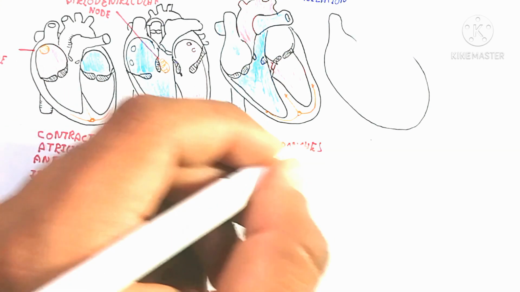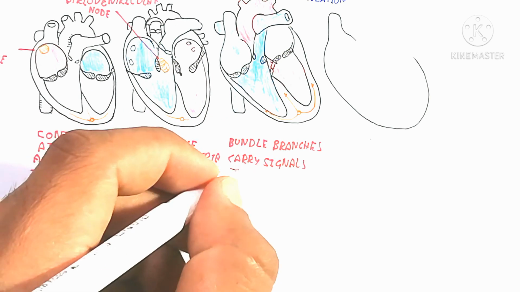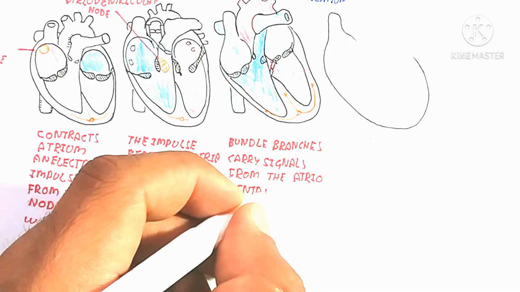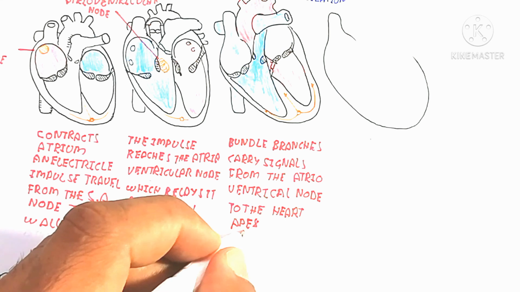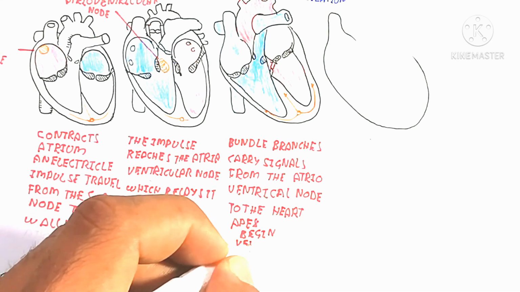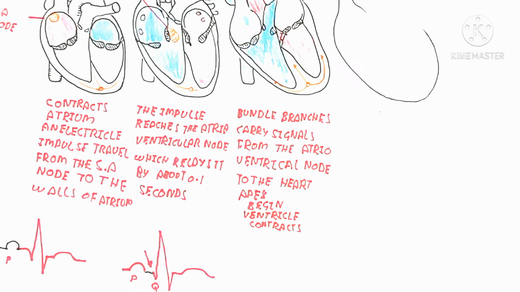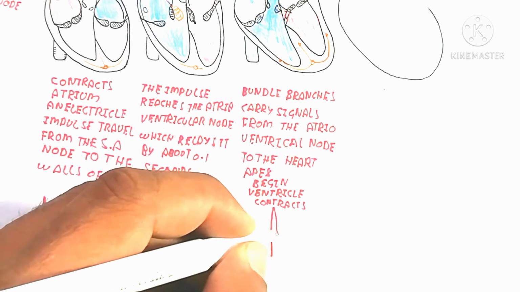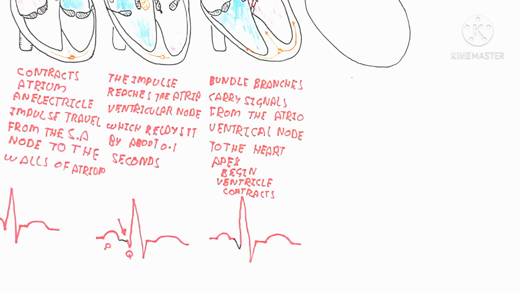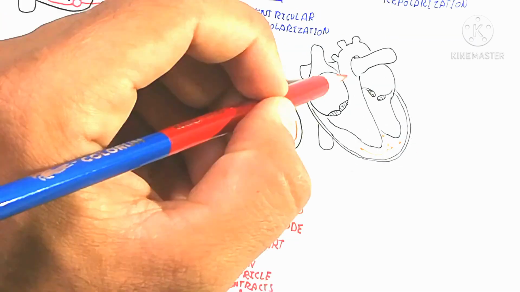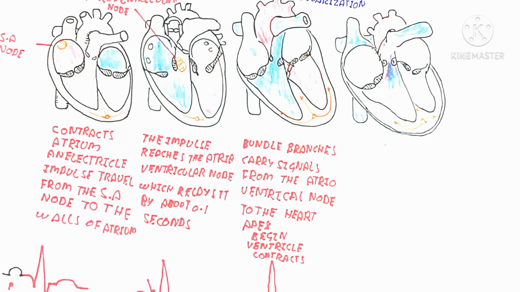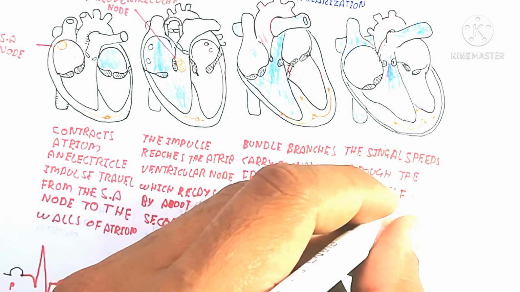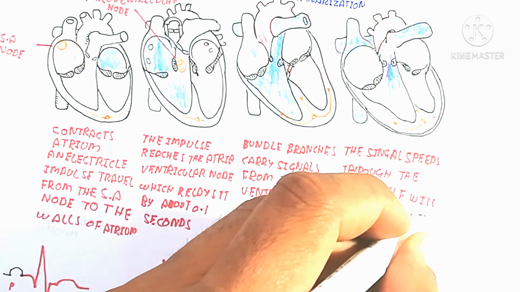After this, the bundle branches carry the signal from the atrioventricular node to the heart apex, and the ventricle begins to contract. That means the ventricle will contract in the Q to S impulse. This impulse is generated when the ventricle contracts. The ventricle contracts more tightly because it provides more blood to the body, as well as the lungs receive from it.